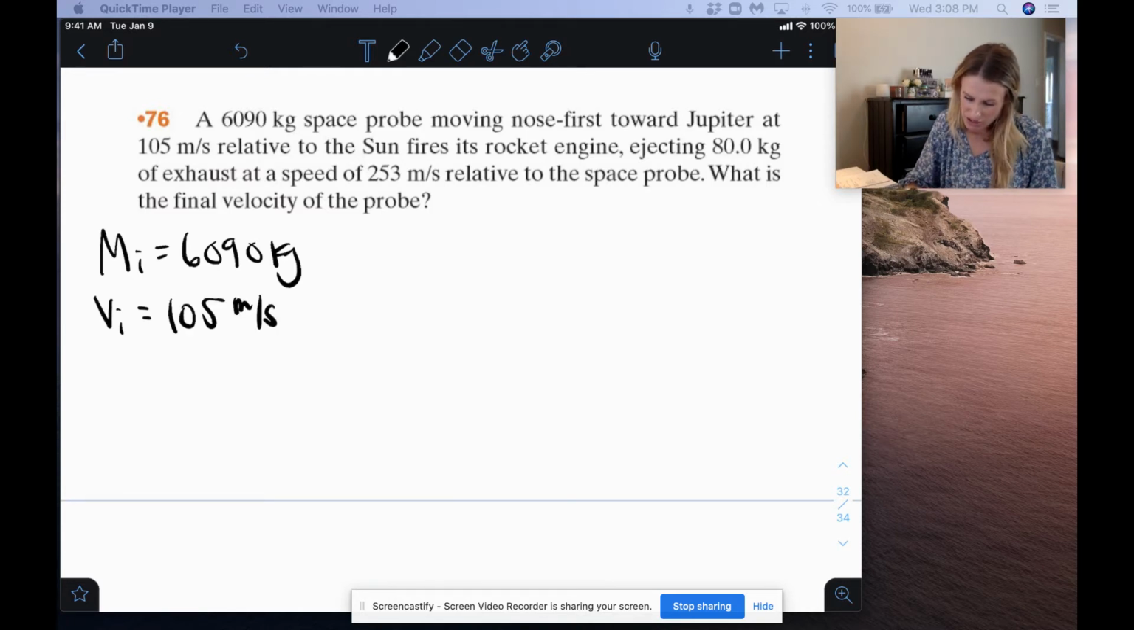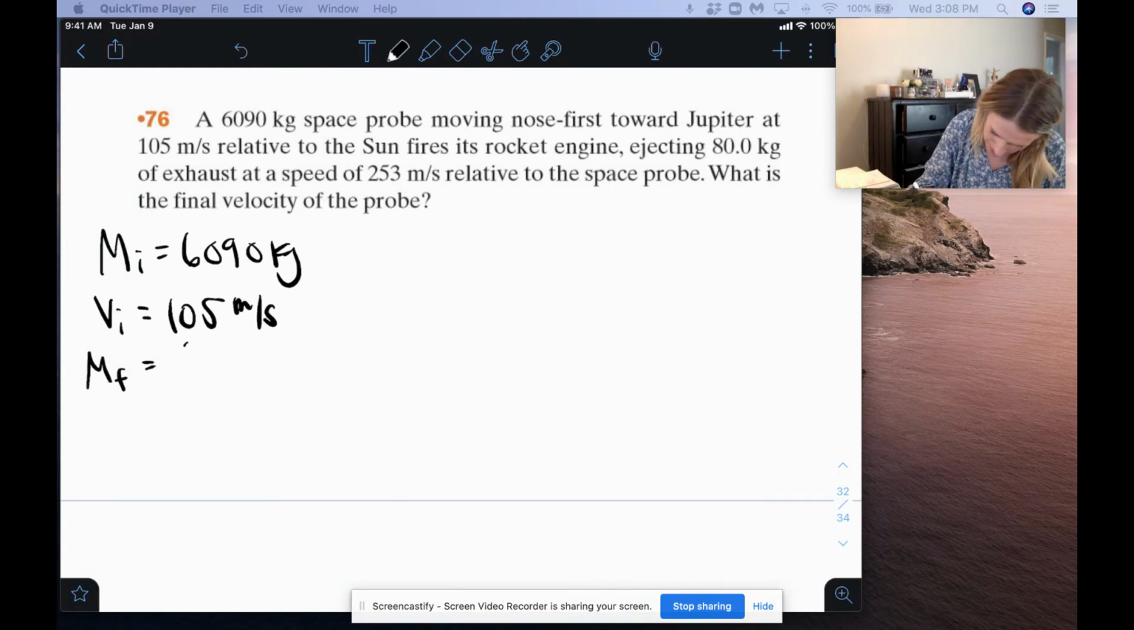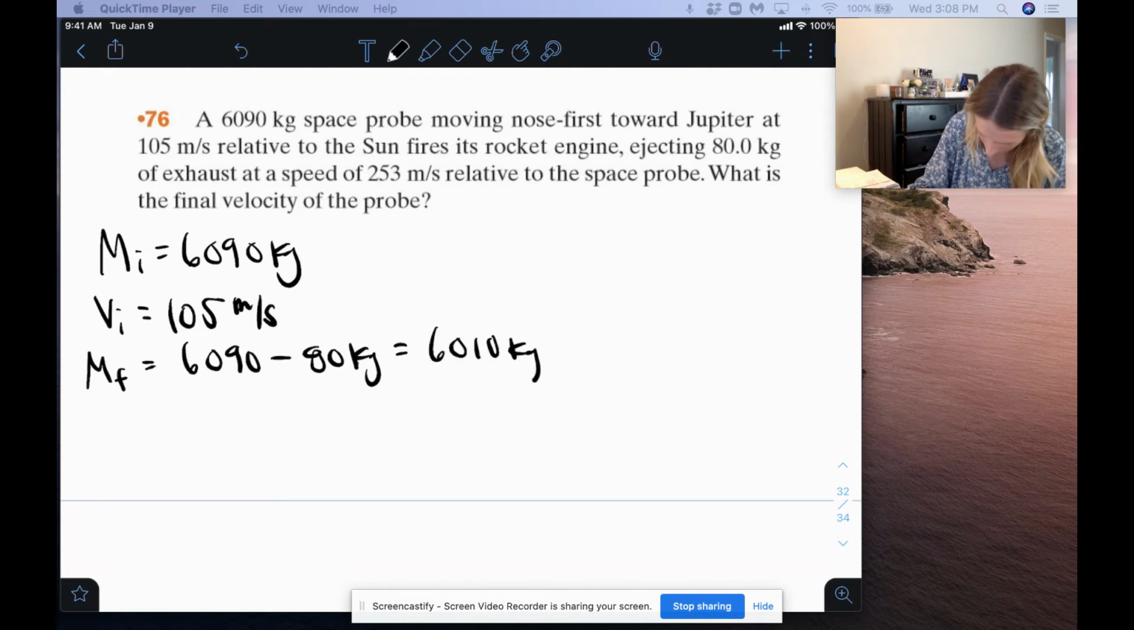And then it says it ejects 80 kilograms of exhaust. So what this is telling us is it's telling us what our final mass is. Because we're ejecting 80 kilograms, we're losing 80 kilograms of mass. So mass final is going to be 6,090 minus 80 kilograms, which is 6,010 kilograms.